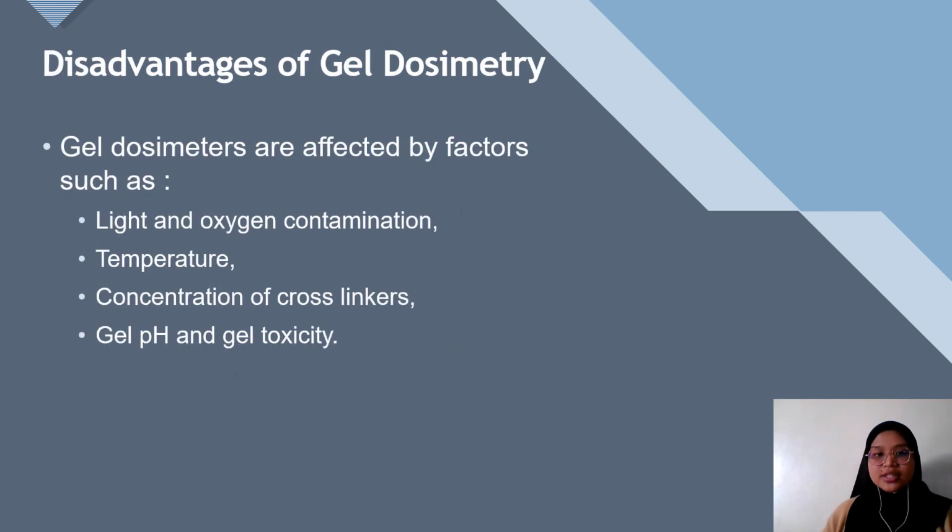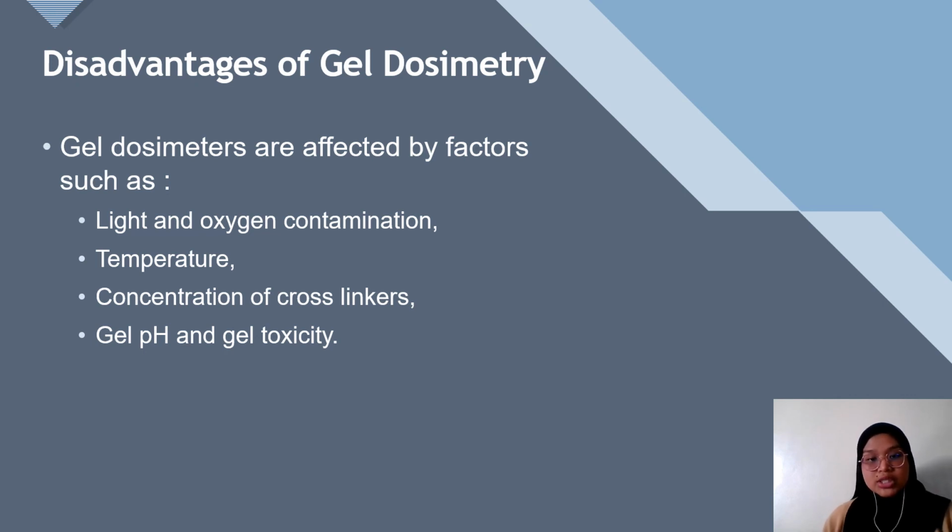Then, disadvantages of gel dosimetry. Gel dosimeters are affected by factors such as light and oxygen contamination, temperature, concentration of cross-linkers, gel pH, and gel lucidity. Oxygen contamination will degrade the performance of the gel by removing free radicals produced by irradiation. So, free oxygen must be removed from the gel to solve the problem.